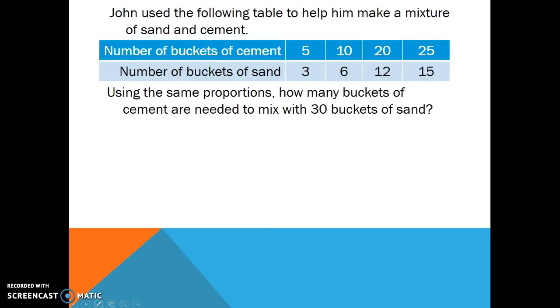Okay, so we've got a table in front of us, and we can use these tables to help us figure out equivalent ratios and equivalent fractions. So we've got John, who needs some buckets of cement and some buckets of sand.